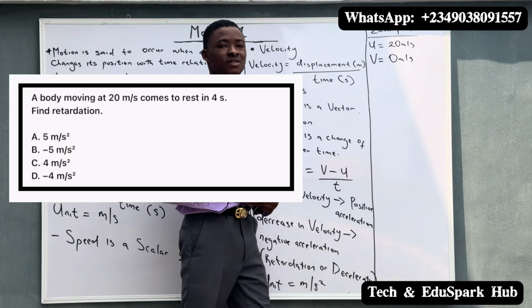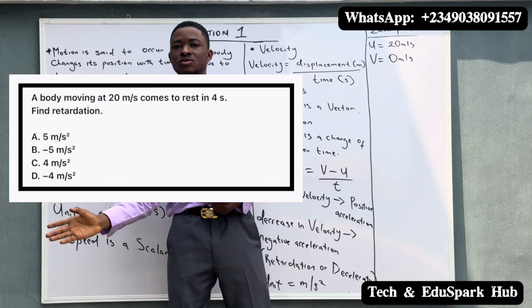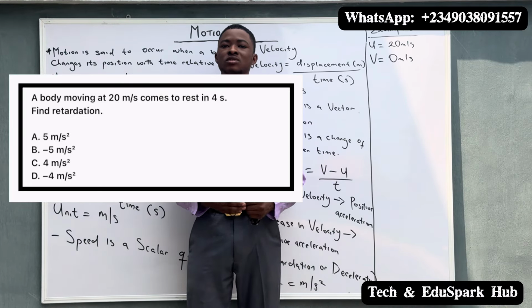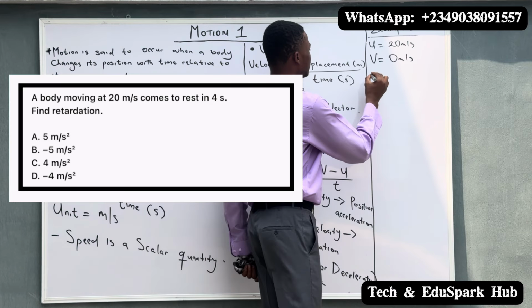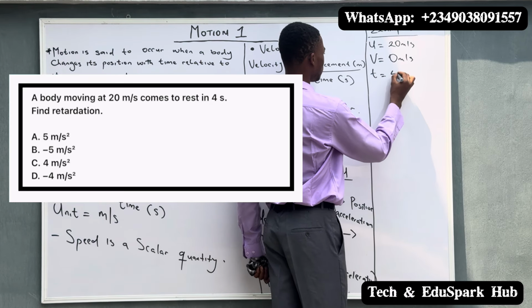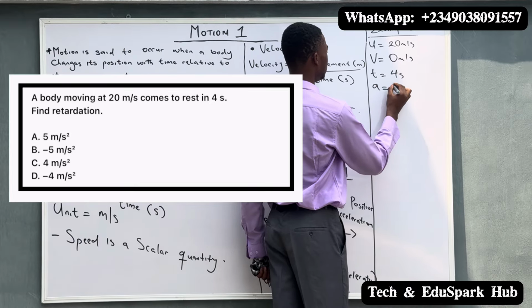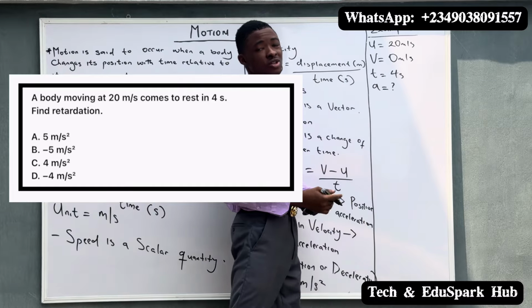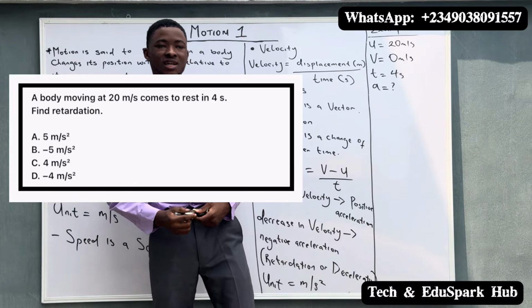That is why we are having 0 meter per second, because the body is moving from one distance to another, so the second distance will be our final velocity, which is the rest. So it is given as 0 meter per second. And the time given is 4 seconds. The question is asking us to find the retardation, which is our a. The retardation is just a negative acceleration, so we are still having our a as the retardation.